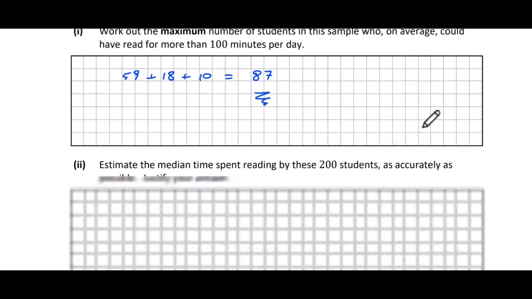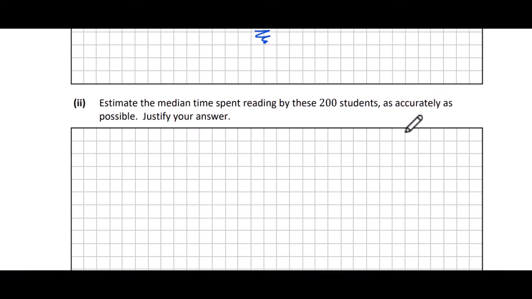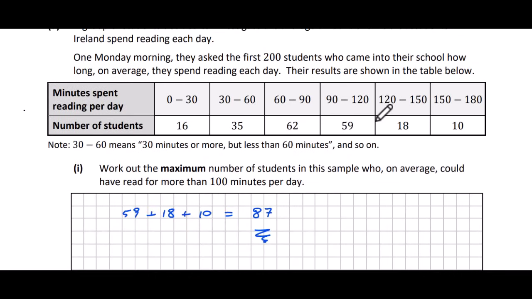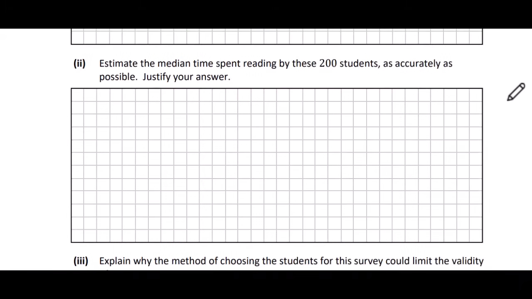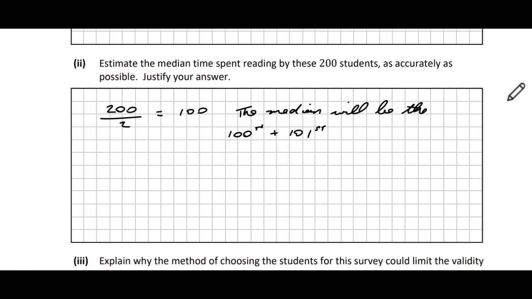Next part. Estimate the median time spent reading by these 200 students as accurately as possible. Justify your answer. Okay, so the median number is going to be somewhere around here. There are 200 students, so if you take 200 students, divide it by 2, you're going to get 100. So it goes in evenly. So the median, in other words, will be the 100th plus the 101st number divided by 2, whatever that happens to be.